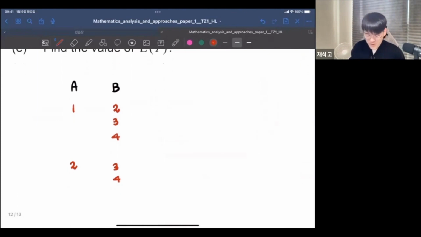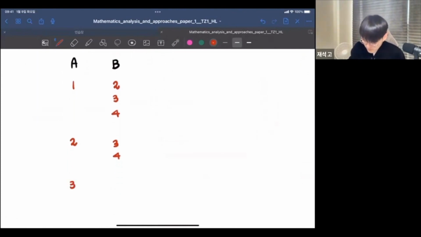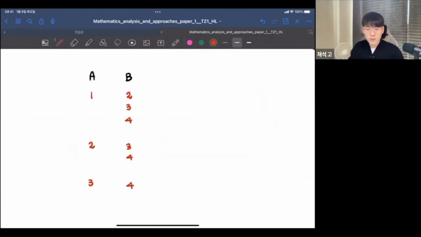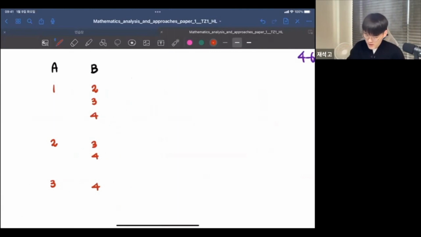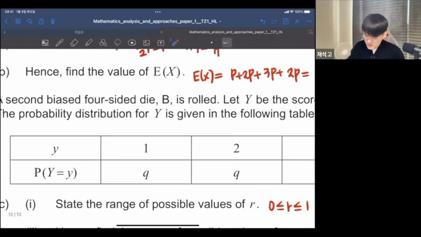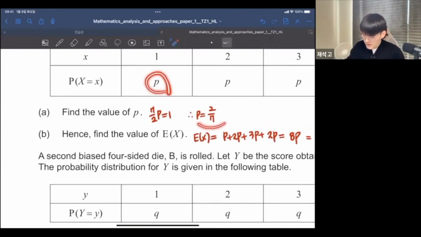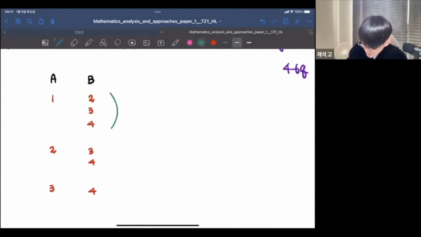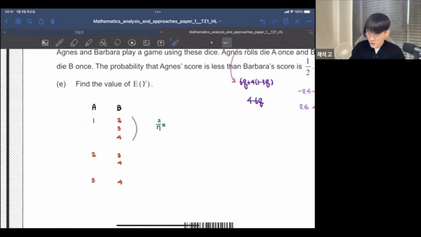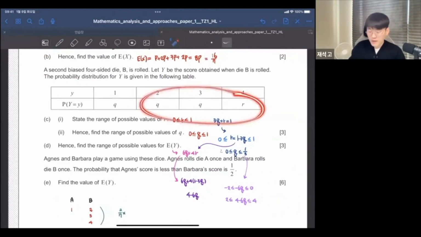The dice A and B have different possible outcomes depending on the value of A. There are 3 main cases, since A being 4 makes no difference. Let's calculate the probability for each case. The probability of A being 1 is P. Since P is 2/7, I'll use 2/7 instead. The probability of this case is 2/7 multiplied by the probability of B being 2, 3, or 4. We just need to add them, right? Q plus R. I'll write it as Q plus R.